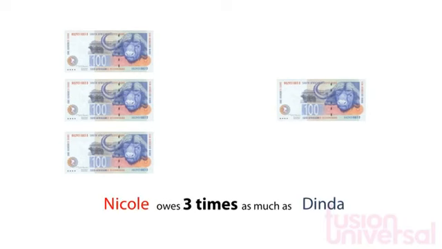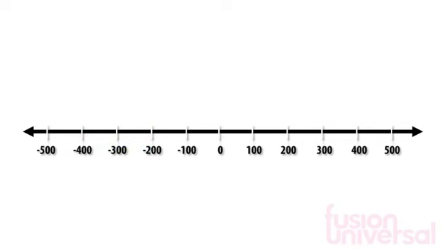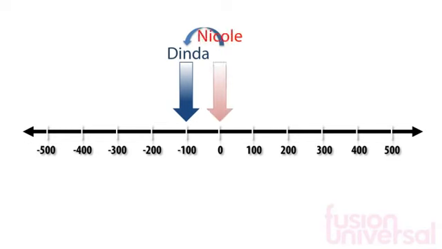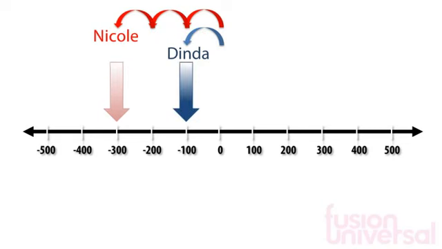We can look at this using a number line. Dinda owes 100 Rand. This is represented on the number line by negative 100. Nicole owes 300 Rand. This is represented on the number line by negative 300. In steps of 100, Dinda's debt is 1 step and Nicole's debt is 3 steps.